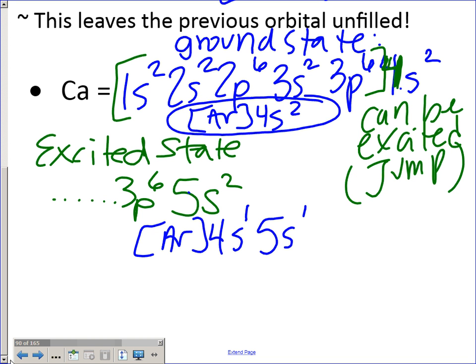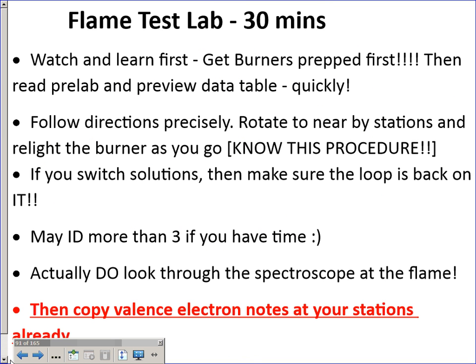We're going to play electron bingo later. We're going to do flame test first. Flame test is my favorite lab. What I need you guys to do is I'm going to show you briefly how to do it. I already have a little data sheet for you.